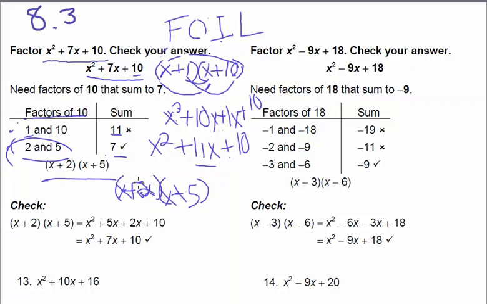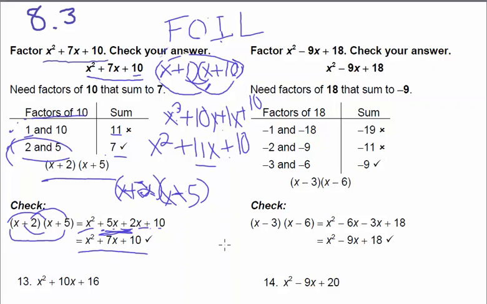And then you check it with FOIL. Well, I just checked the wrong one, x plus 1 times x plus 10, so you saw how I did it. But you just take first times first, that's x squared. Outer would be x times 5, which is 5x. Inner would be 2 times x, which is 2x. And last times last would be 2 times 5 is 10. And then we add our two middle terms together because they're like terms, and we get x squared plus 7x plus 10. And that is the answer that we wanted.